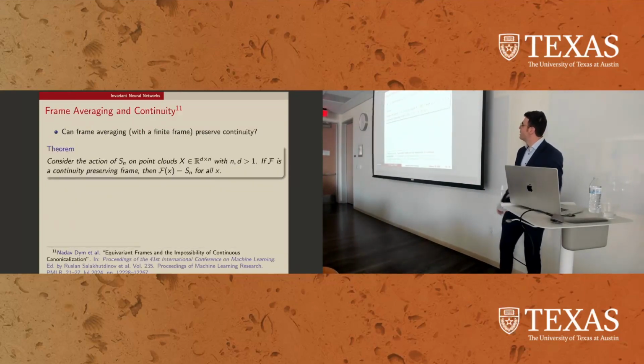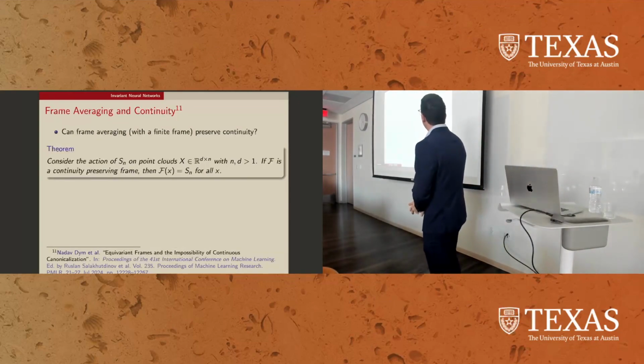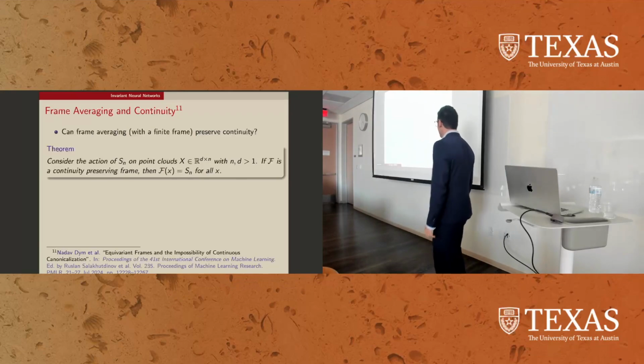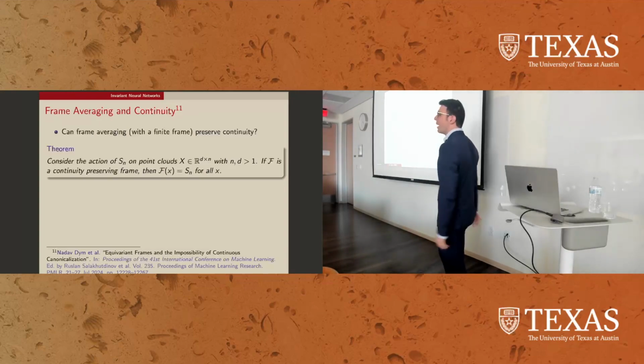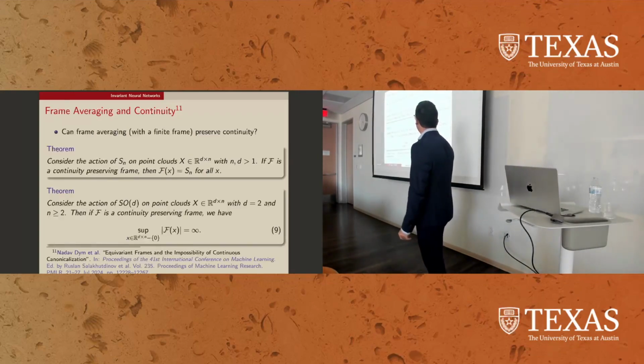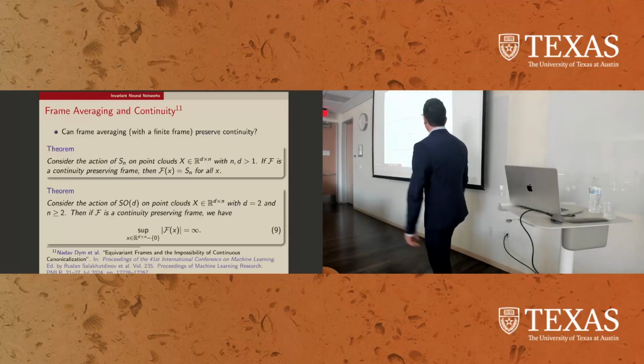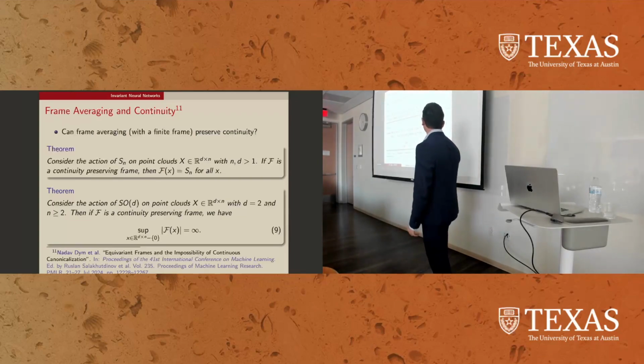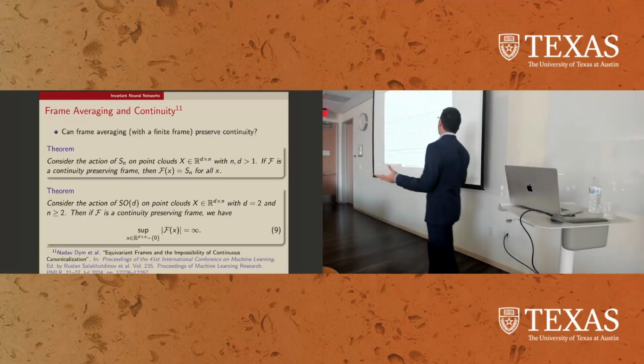So what about this frame averaging approach? If you use these frame averages, can you construct them in a way that preserves continuity and ideally has a frame that's not too big? It turns out, again, for the action of permutations on point clouds, you can't really do it. Your frame has to basically just be group averaging. And also for the action of SO(d), at least in dimension 2, we have not fully completed a proof in higher dimensions, but I think this is enough to argue our point: even in this case you can't even have a finite frame which preserves continuity.